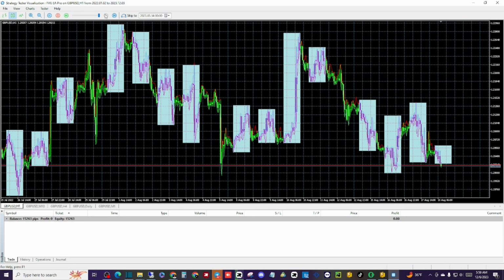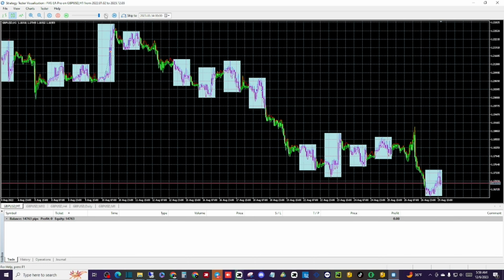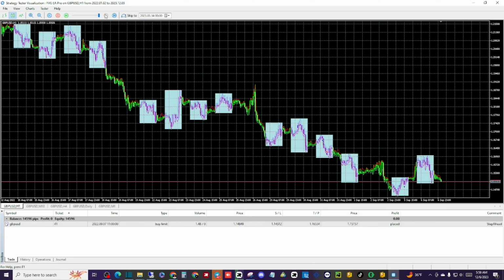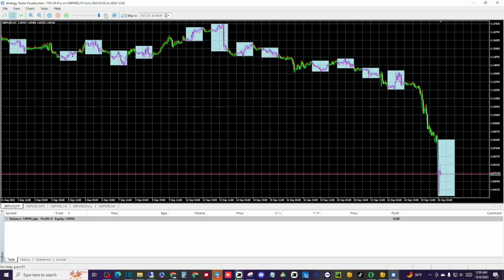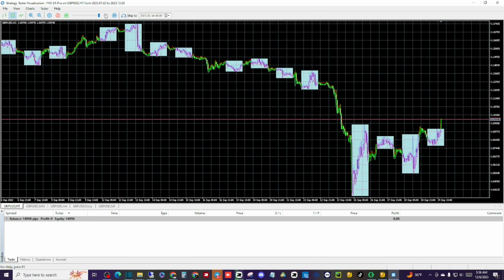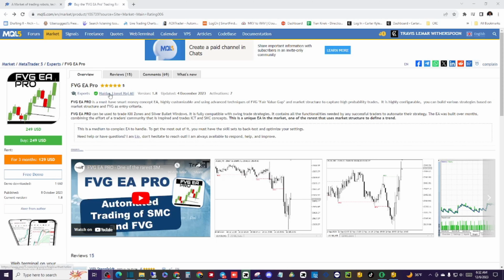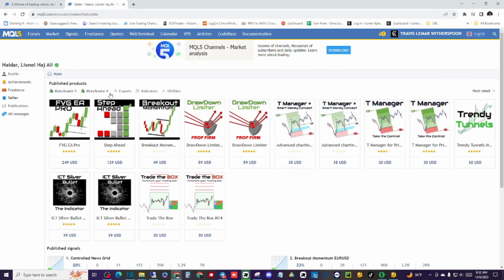FVG Pro uses a highly customizable swing trading system using advanced techniques of FVG, which is also known as fair value gap, and a market structure to capture high probability trades. Made by Trade with a T, this is the 10th product they have produced on the MQL5 market.